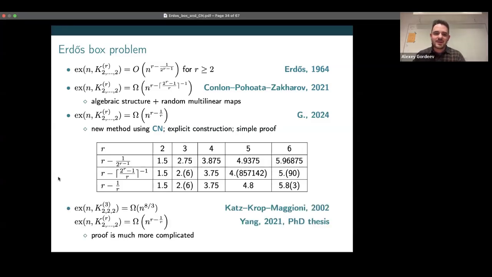When I was preparing the paper, I found out that there was a recent PhD thesis which claims to extend the construction of Kostochka-Meggioni to give the same bound. His construction also seems to be deterministic, but the proof is much more complicated. It's close to 10 pages, I think, of calculations. I will maybe talk about that at the end, but it seems that these constructions are structurally very similar to the one that I'm about to give. The proof is just different.